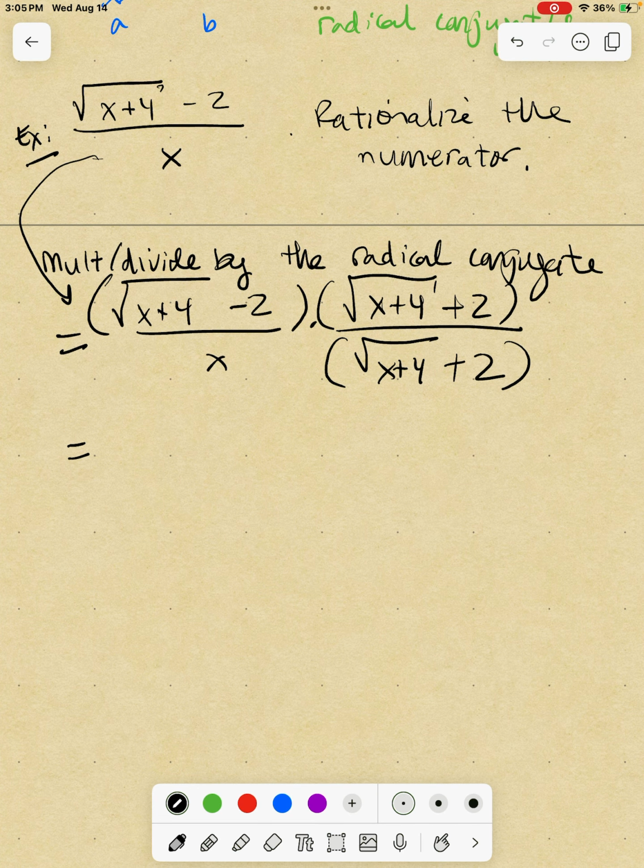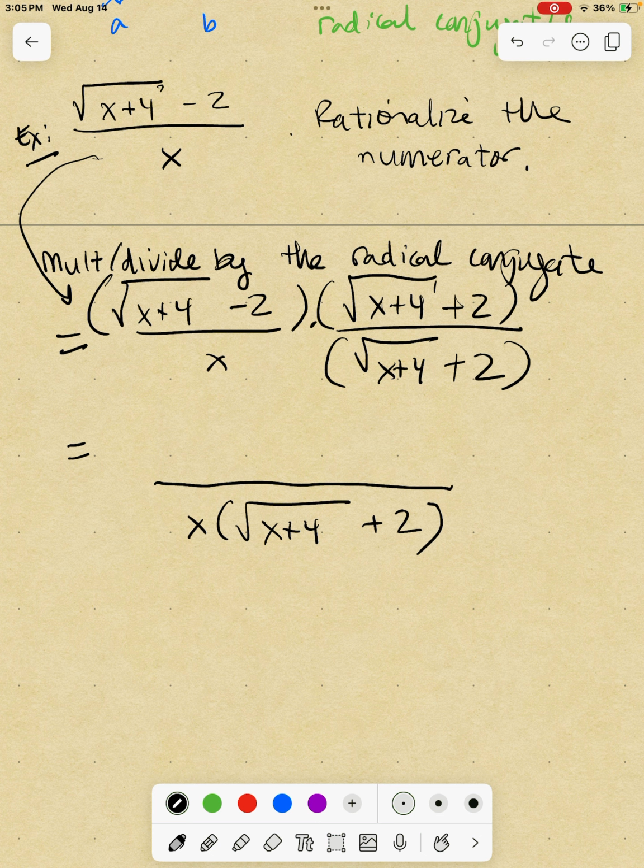On the bottom, I don't have that, and generally you don't need to distribute the x across. Oftentimes it's better to just leave it like this instead of distributing the x across. But you do need to distribute the top part. So you have a difference of squares, where my a is the square root of x plus 4, and my b is 2. If you use the difference of squares, you're going to get x plus 4 minus 2 squared.